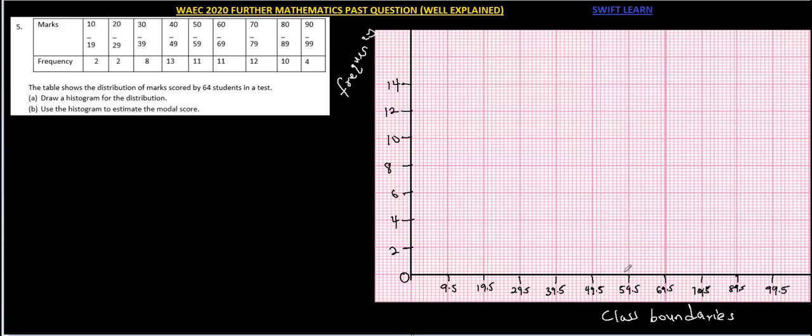I know you must be asking why we did not use a certain unit for this part. Yes, for the class boundaries in a histogram, note that you don't need a unit, even in your WAEC question. Check it anyway. For WAEC histogram questions, there is no need for a scale for the boundaries. So now let's look at our question here. From 9.5 to 19.5 the frequency is 2, so you have to draw a bar of height 2. I'll be using this to draw my chart, starting from here to here, which is 2.